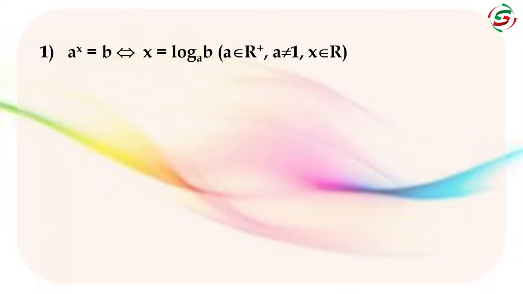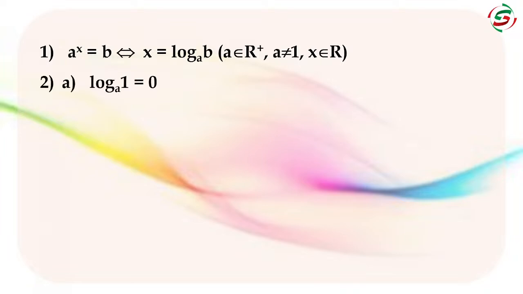Now how to read this? a belongs to the positive real numbers, that means it is above 0: 1, 2, 3. Okay, a belongs to the real numbers but it is positive. a is not equal to 1, and x belongs to the real numbers. Okay, this is what it is. At present you will not understand what's going on here, but slowly when we solve the problems it will be easy. Okay, so this is the first property.